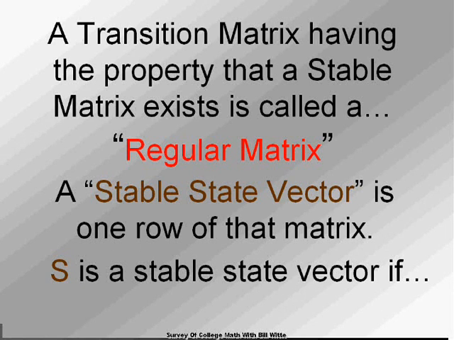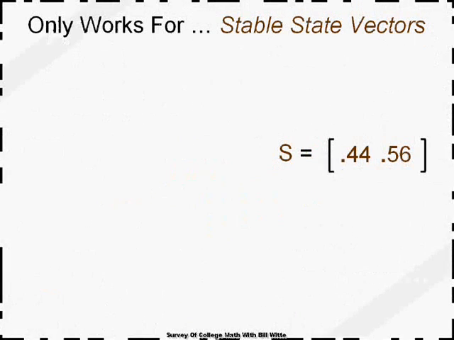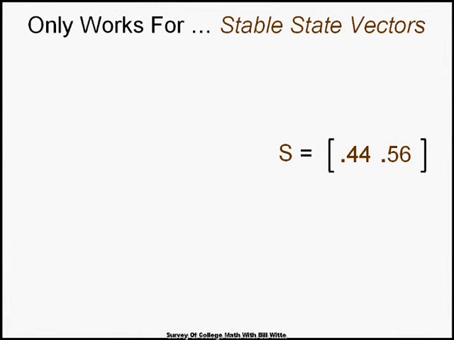S is a stable state vector if, what has to happen for S to be a stable state vector? If S equals S times T. In other words, T doesn't have any effect. If you multiply by T, you still get the same thing. It's stable. It stays the same. Well, isn't that special? Well, it's very special because it kind of predicts the future.